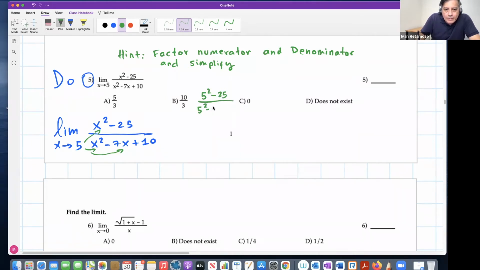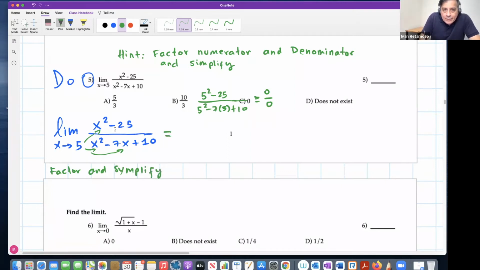5 squared minus 7 times 5 plus 10. Unfortunately, 5 squared is 25, minus 25 is 0. And here 5 squared minus 7 times 5, 35, minus 35 plus 10, gives 0. Undefined. But now we have a technique to overcome this undefined situation. That technique is called factor and simplify.